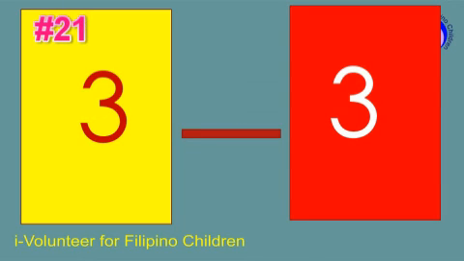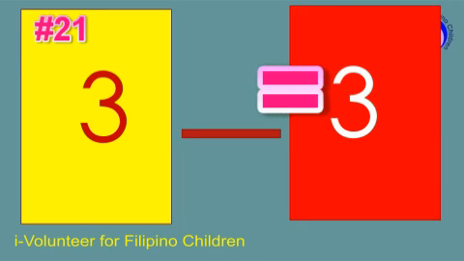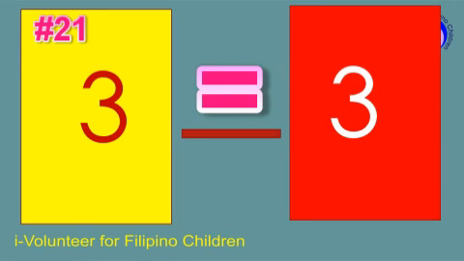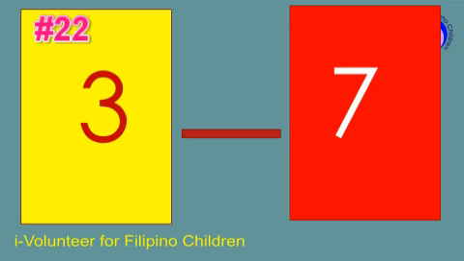Number 21. Complete the expression. The correct answer, 3 is equal to 3. Repeat. Number 22. Complete the expression. The correct answer, 3 is less than 7. Repeat.